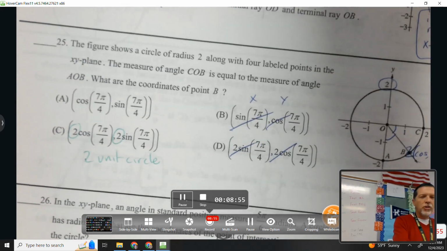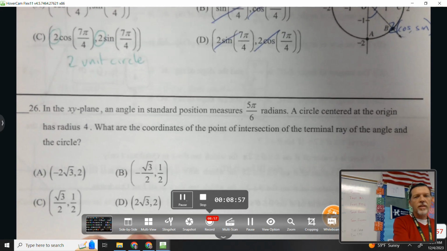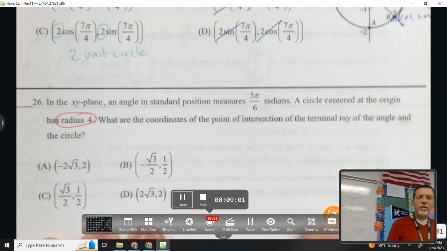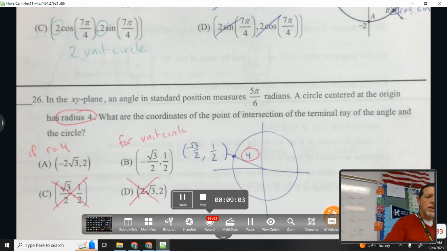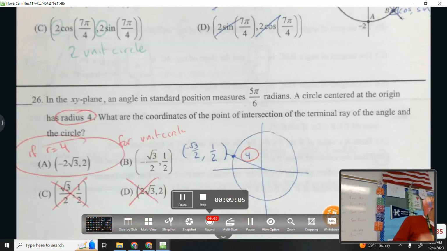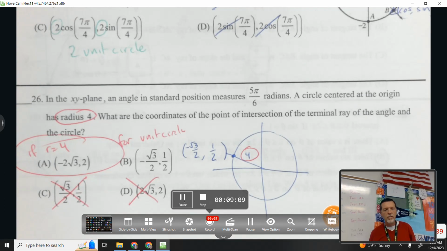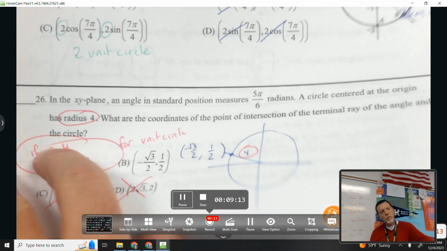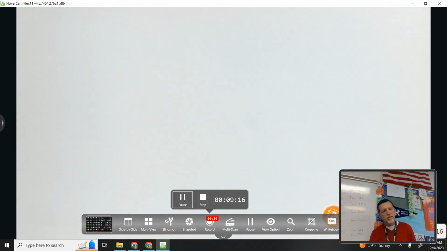Why don't you try number 26? Similar question. Not the unit circle, though. If r equals 4, we have to sort of blow it up by 4. And so that gives us the coordinates of A. So knowing the unit circle, but then kind of expanding it if the radius isn't equal to 1.